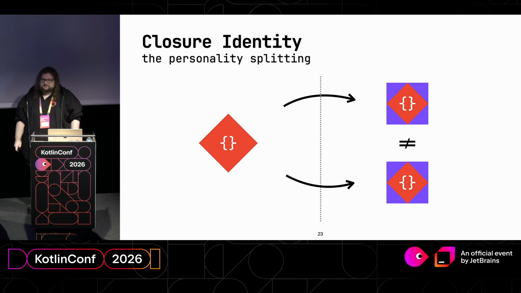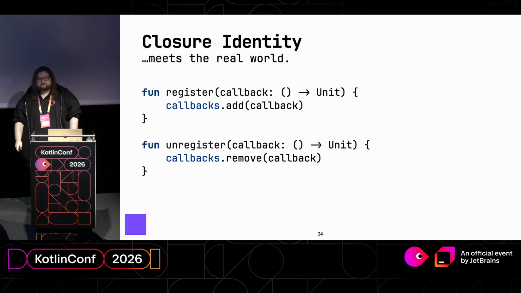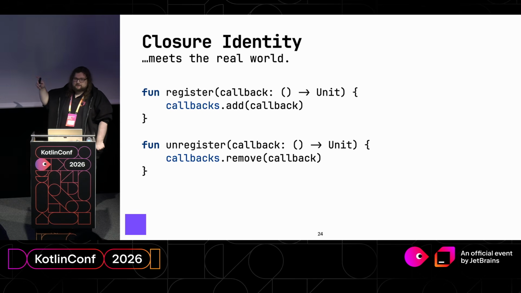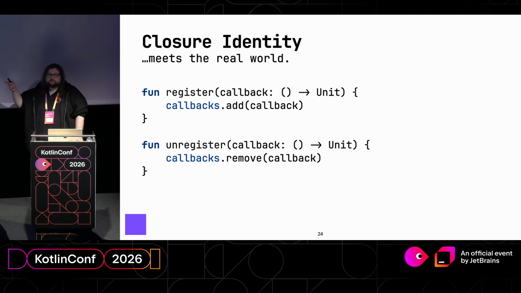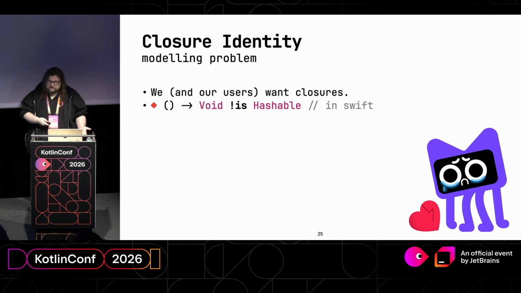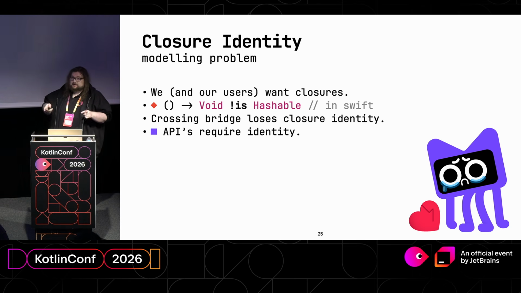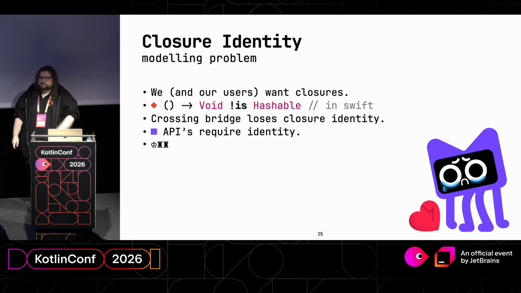Why does that matter, you may ask? Because this, I present to you, is every other callback registration API out there. If you pass a lambda once to register it, and when you pass a lambda again to unregister it, it won't be the same lambda on the Kotlin side. So basically, we want closures, but they're not hashable, and we lose closure identity. But there are APIs that require closure identity. Checkmate. We cannot have both things. We have to sacrifice something.